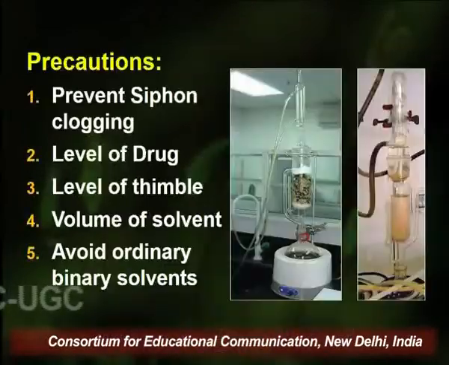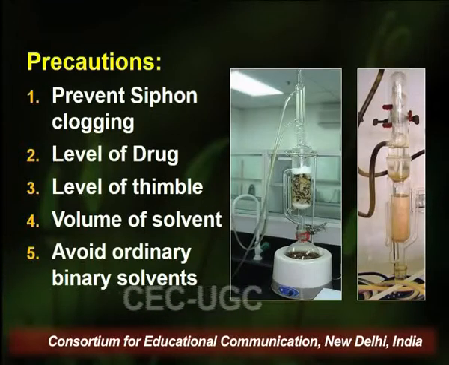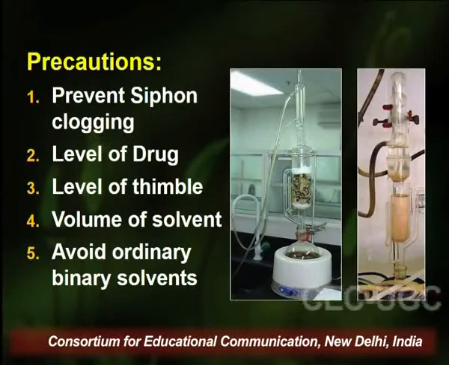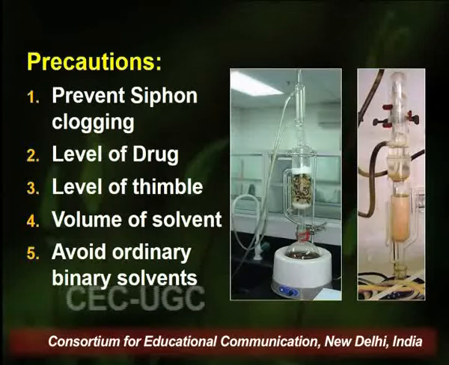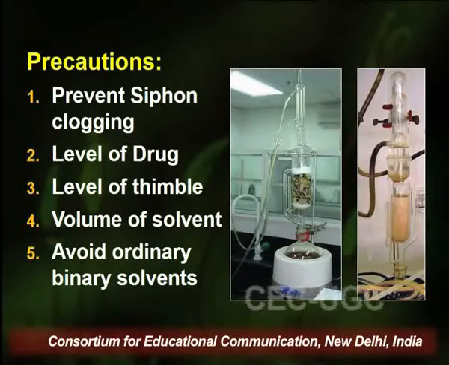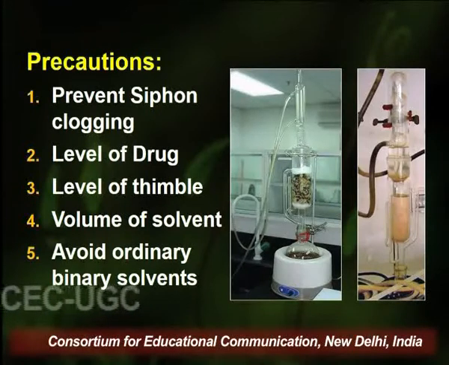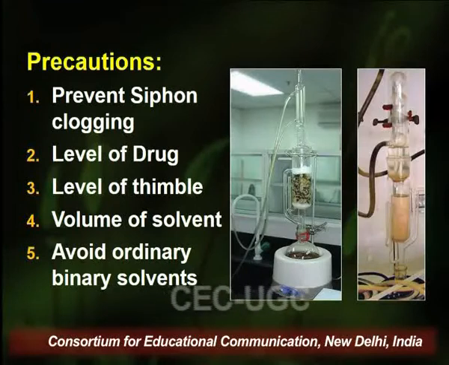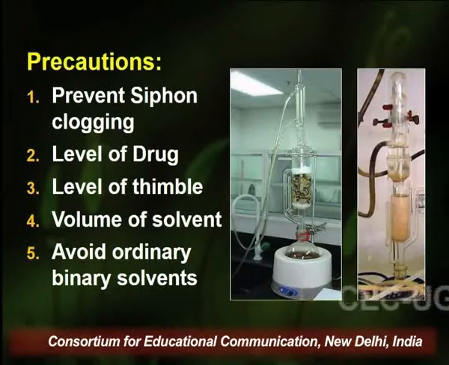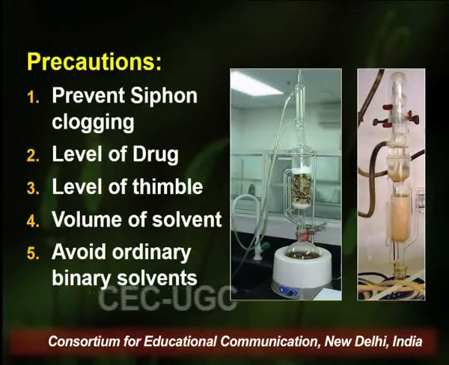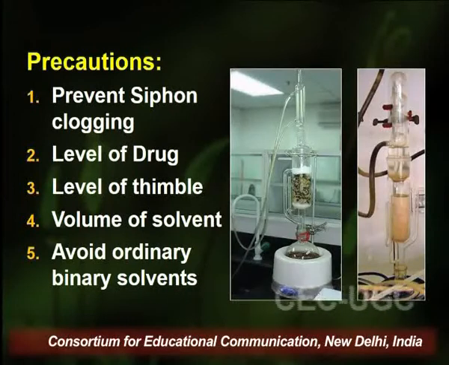One always has to take certain precautions while using the Soxhlet extraction procedure. First and foremost, you always have to take care to prevent the blocking or clogging of the siphon tube, and that is why I told you that we normally prepare a thimble of filter paper to pack the drug into the extraction chamber. So if you don't want to make a thimble of filter paper, you can place a cotton plug at the base of the extractor, as you can see in the picture on the left. Here we have added a cotton bed at the base of the extractor. Then the drug is packed. Then the level of the drug.